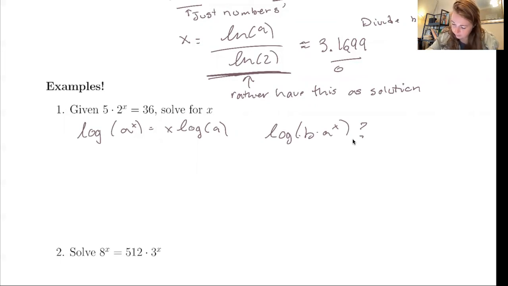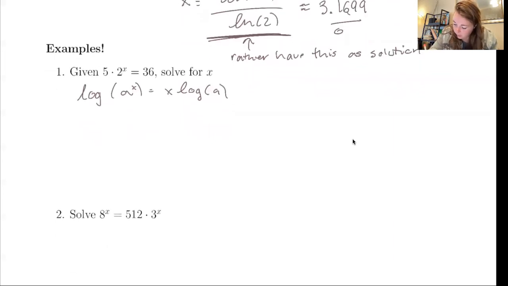So let's get it so it's easier to apply, move things around, and then apply a log. But then I'll show you how we can do it another way, okay? So what I would want to do is I want to do 2 to the x equals 36 divided by 5, right? So we divide by 5.